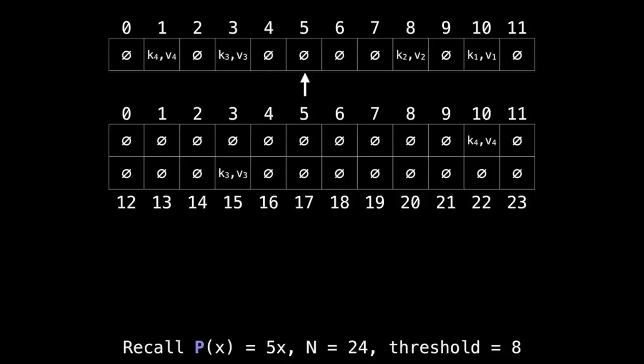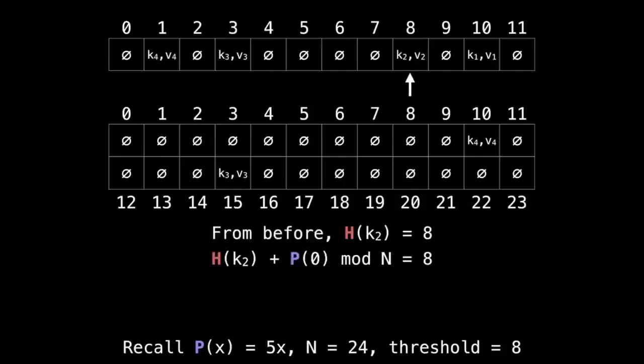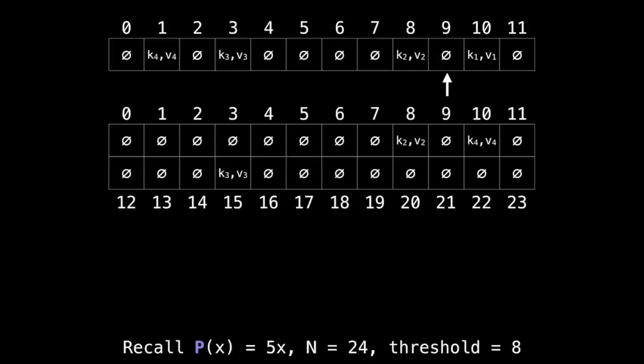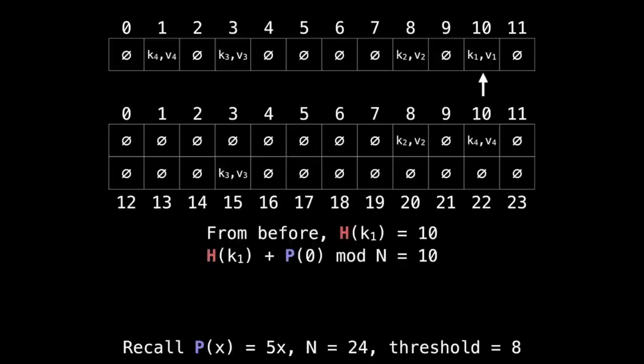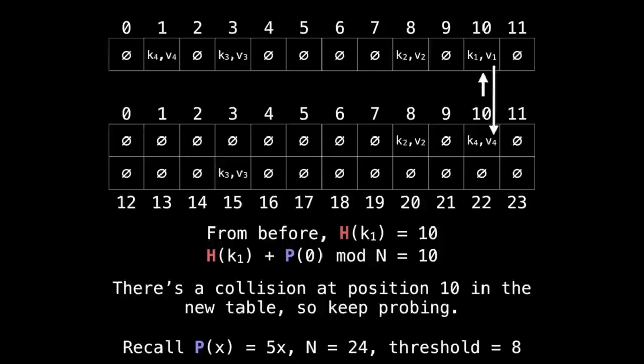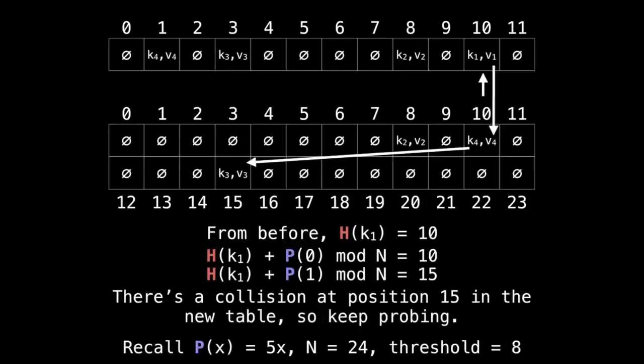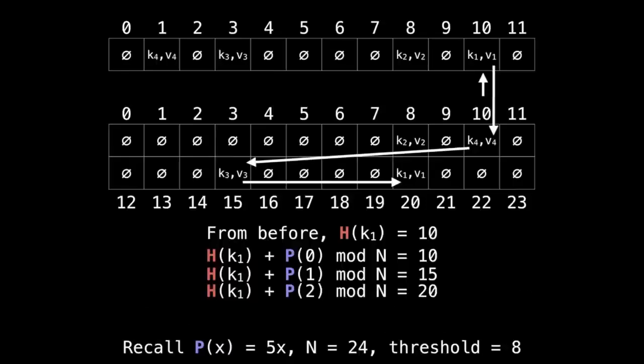Keep probing, nothing here, nothing here, nothing here. So eventually we hit k2. So we know from before k2 is equal to 8. So we're going to insert at position 8. Now we know k1 is equal to 10. So we're going to try and insert at position 10. That's taken, so we have to probe. So the next position is also taken, so add 5 again. That gives us 20. So we're going to insert k1, v1 at 20.